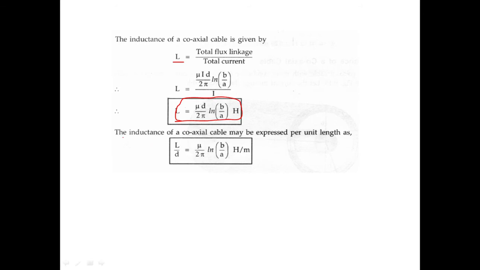Now the inductance of a coaxial cable may be represented per unit length. Now this is for the total length of D, right? We took Z equal to 0 to D. Now if I take this per unit length, I have to divide this whole by D. So D and D will get cancelled. So L by D, or if we cross multiply, inductance per unit length will be this equation, right? So this is the equation for inductance of a coaxial cable.